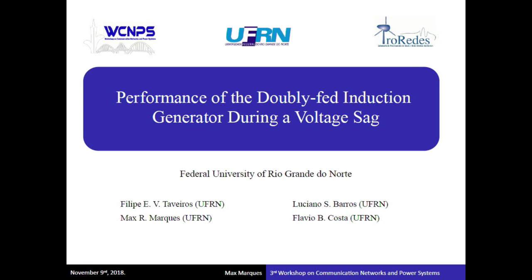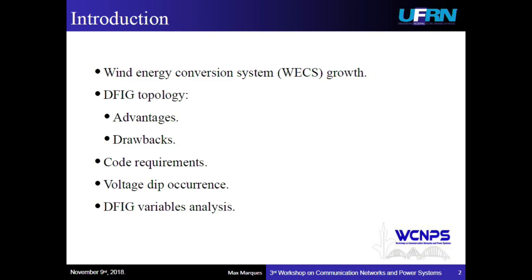Good afternoon, I'm Max, and now I will explain the work entitled The Performance of the Doubly Fed Induction Generator During a Voltage Sag. The main author of this article is Felipe Manuel Taveiros, and the advisors are Luciano Barros and Flávia Costa. The wind energy conversion system, known as WECS, is increasing. According to the global wind statistics, in 2017, about 52 gigawatts were installed in the world. And the main topology used today is the DFIG because of some advantages.